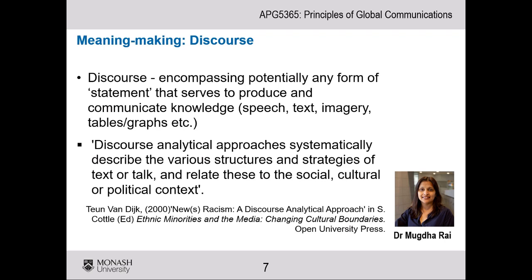And discourse analysis as a method, or discourse analytic approaches, are systematically about studying the various structures and strategies of text or talk. So the kind of grammar used, the kind of language used, the way in which different phrases are associated with one another, the way in which different issues are interlinked with one another, and how all this connects to the larger social, cultural, and political context. This is what is meant by discourse analysis.